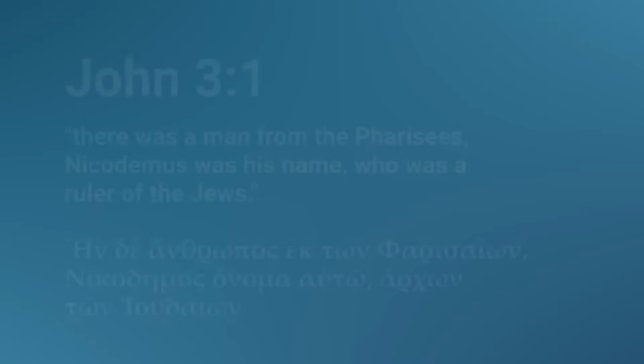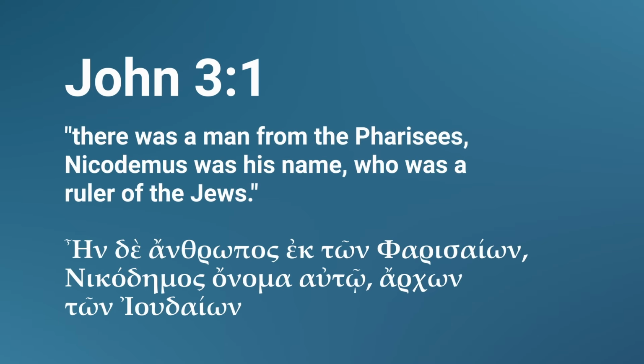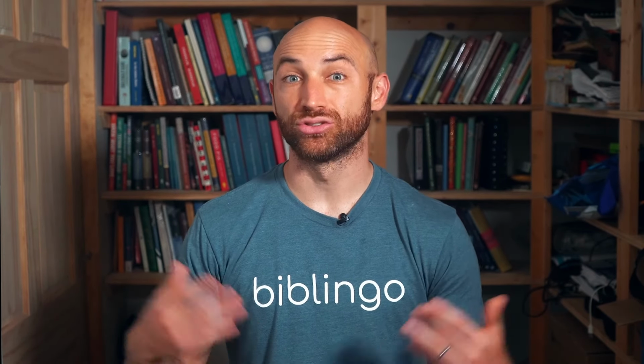It is hard to see how a sentence like we have in John 3:1 provides a reason, explanation, or motivation. It says, "En de anthropos ek ton Pharisaion, Nikodemos onoma autoi, archon ton Ioudaion": There was a man from the Pharisees, Nicodemus was his name, a ruler of the Jews. Here, the imperfect verb "en" introduces a character in the story. This cannot be providing extra details about Nicodemus because he is only introduced here.